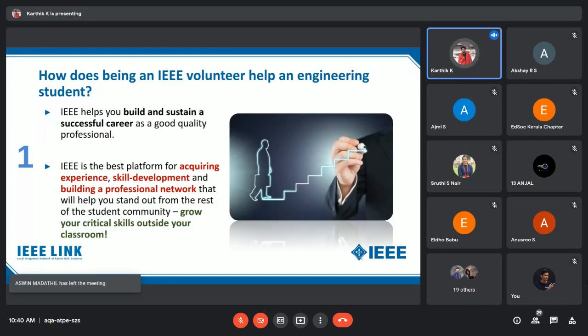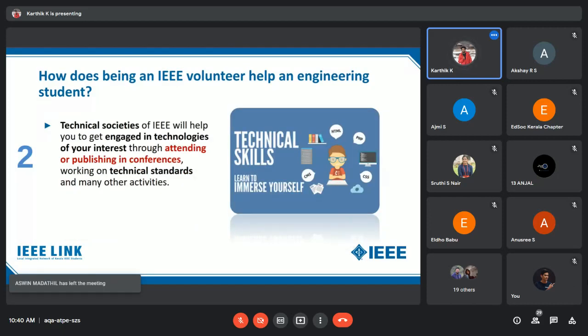Okay, let's move on to the next point, which is that technical societies of IEEE will help you get engaged in technologies of your interest through attending or publishing in conferences and working on technical standards or any other activities. I initially told that writing a paper is really a good aspect of industry. Whether you are going into an academia field, an industrial field or a research field, it will help you.